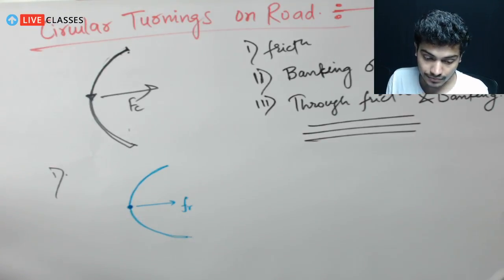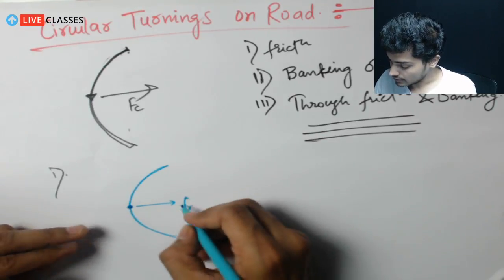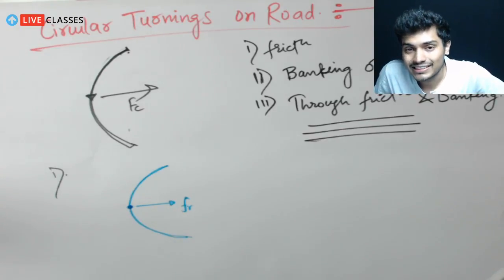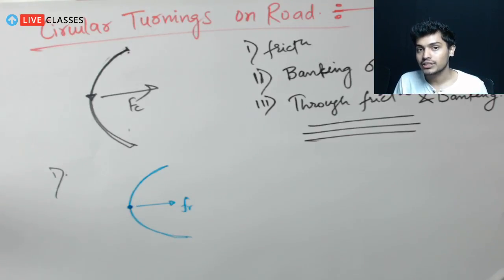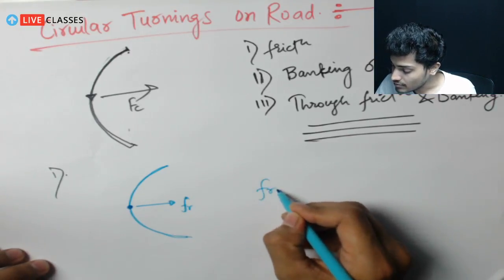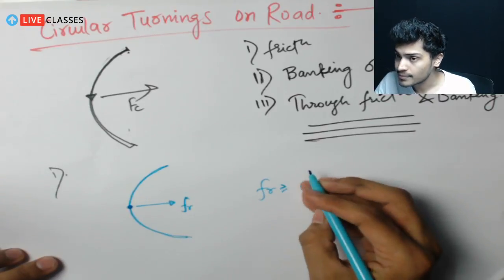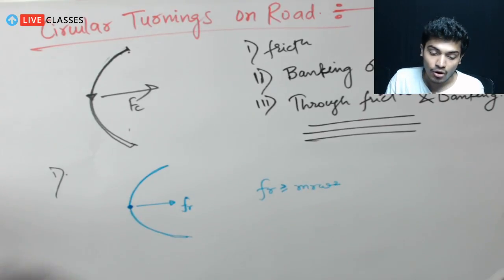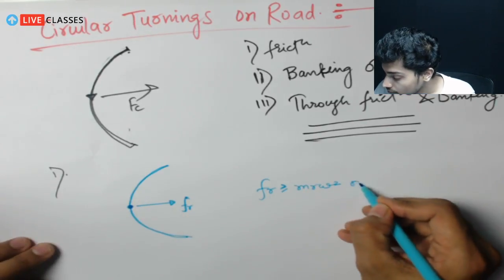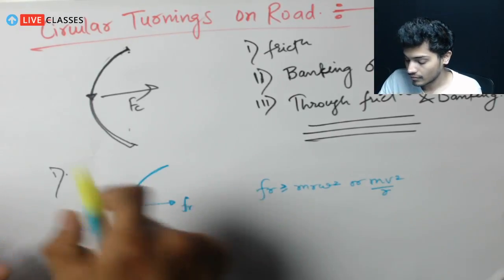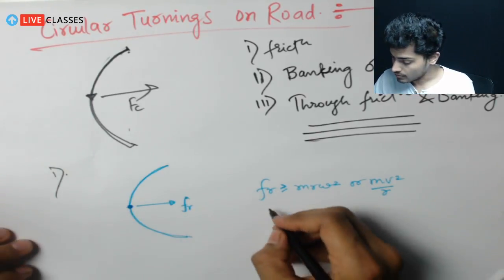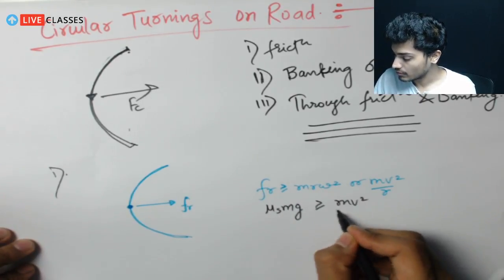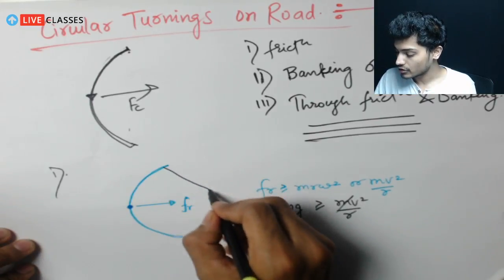and in order to take a safe turn, that is, so that the body does not skid and no kind of accident happens, friction must be greater than or equal to the centripetal force, that is m omega square r or mv square by r. Maximum friction will be mu mg, which must be greater than mv square by r. R is the radius of curvature of this path.